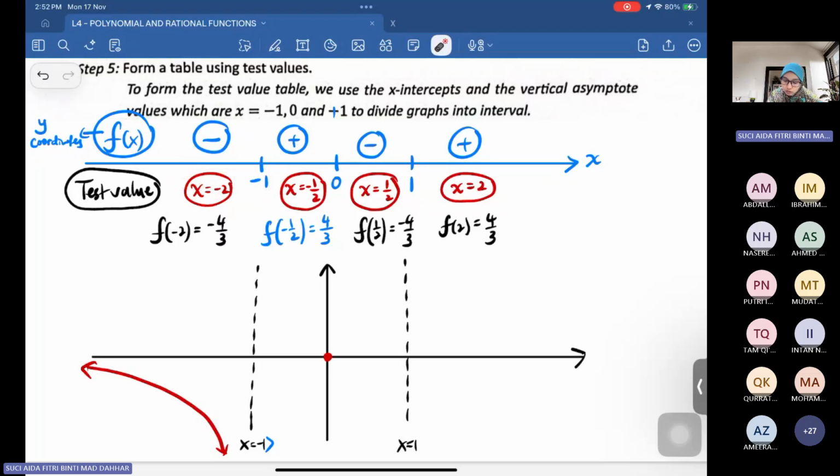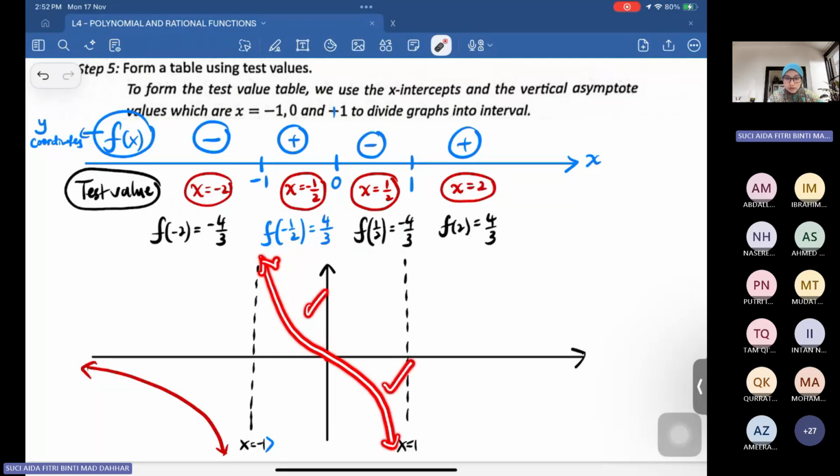Now I'm ready to draw from -1 to 0. In this region, the y values are positive. That means I cannot draw anything down here. My graph must be lying above. And then what happens after? When your graph is lying above, there are two possibilities. Either you're going to have a smiley curve like this, or you're going to have a graph like this. Which one is it?